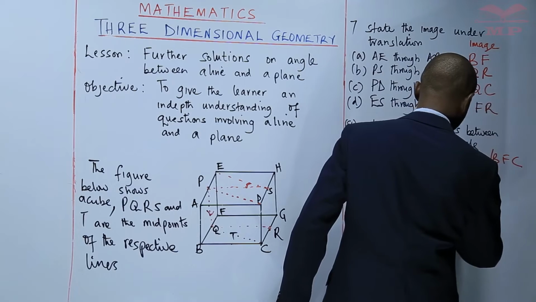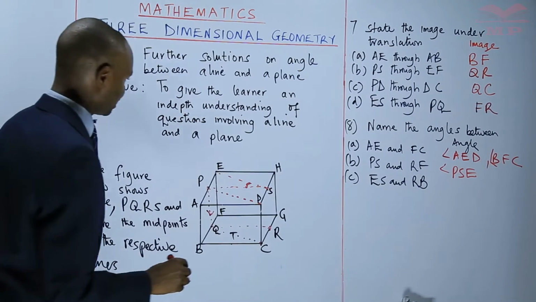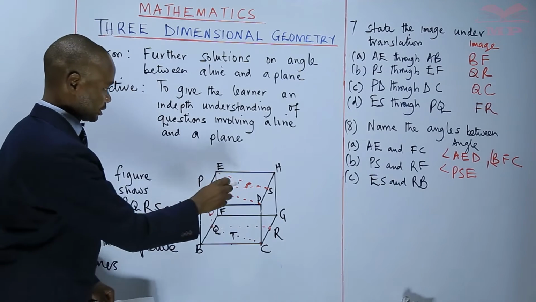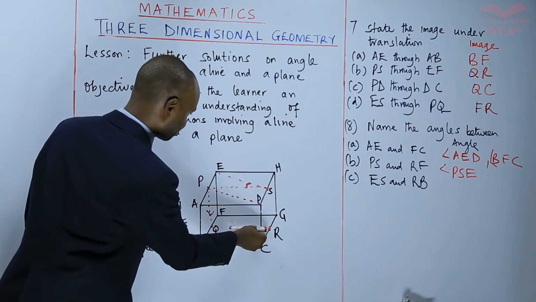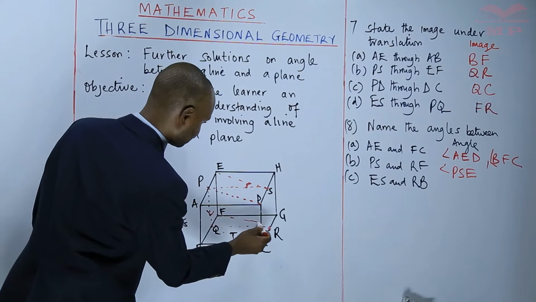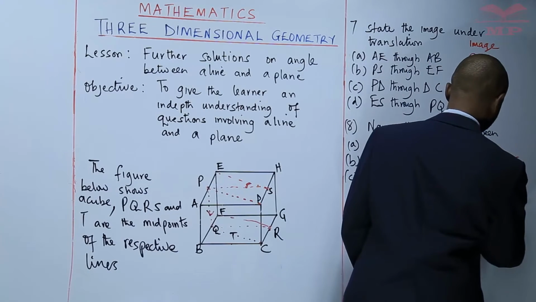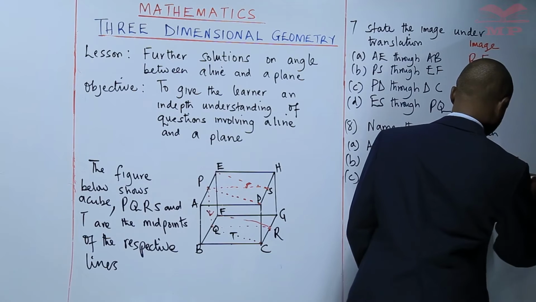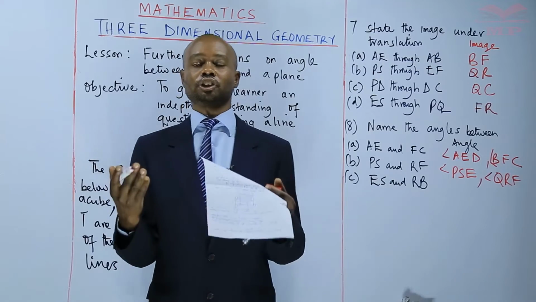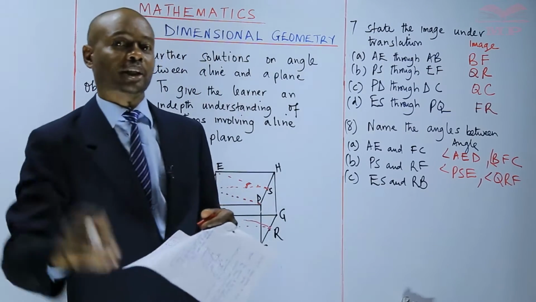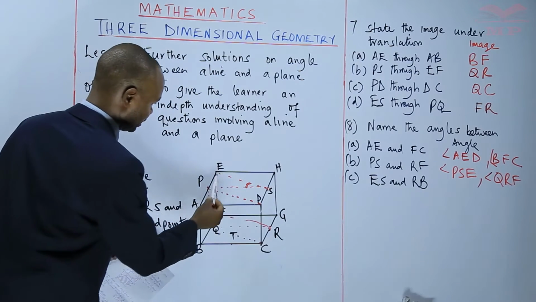Angle PSE. Alternatively, I can move PS downwards to this point, and I'll end up with this angle, QRF. Note what is happening: if you are given two lines, you translate one of the lines to the plane belonging to the other line. So we come to ES.